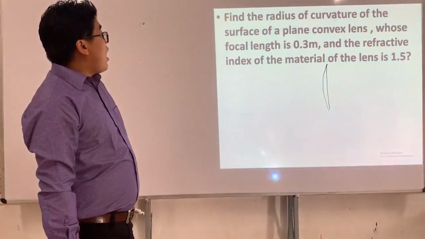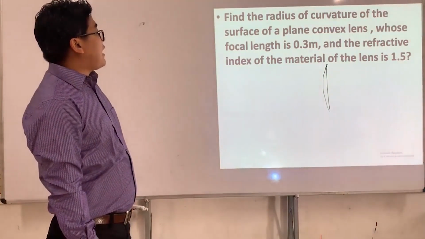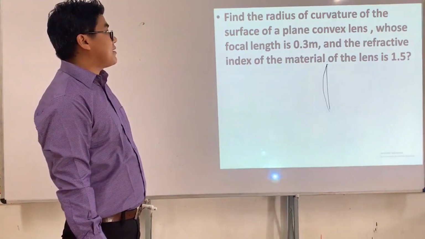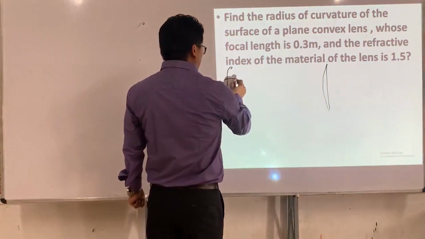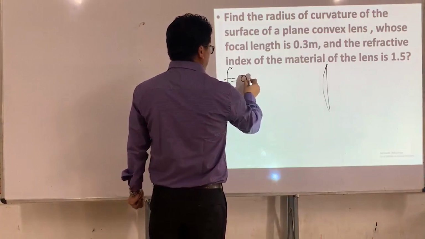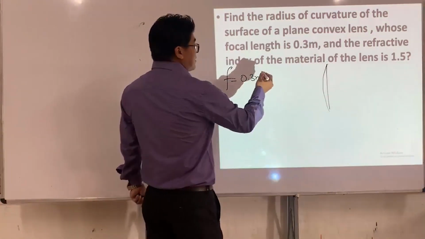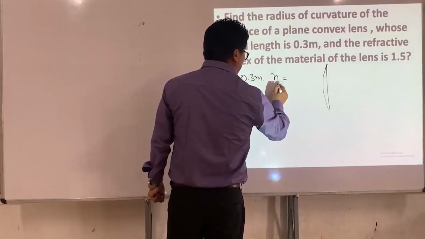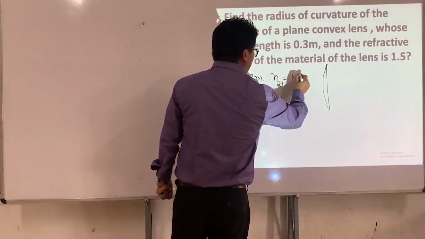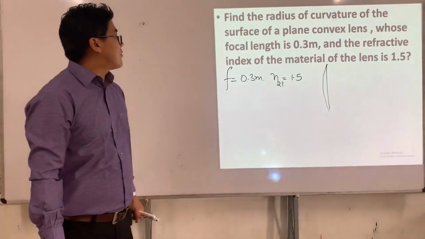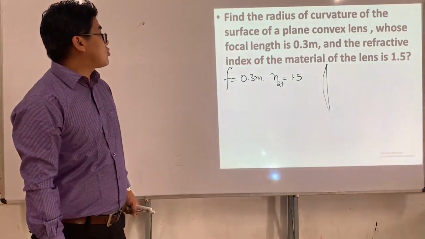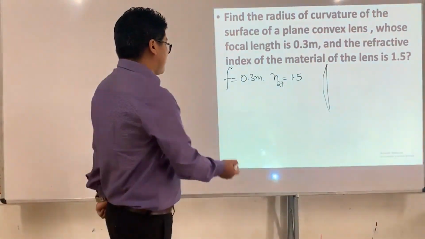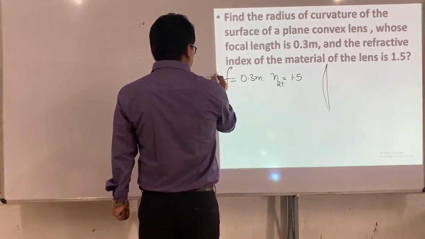Whose focal length is 0.3 meters, and the refractive index of the material is given. So I say, what is the focal length? Focal length is 0.3 meter. What is the refractive index? The refractive index is going to be n 2:1, the second medium with respect to the first medium, or else I can keep this as n. No problem, right? So you are asked to find the radius of curvature. Alright, so this is the given part.